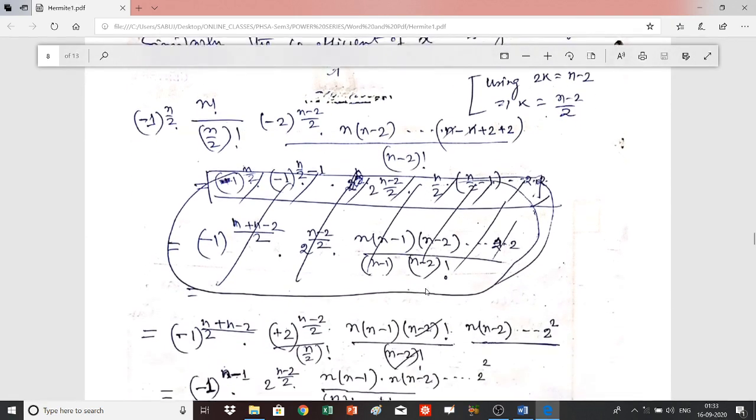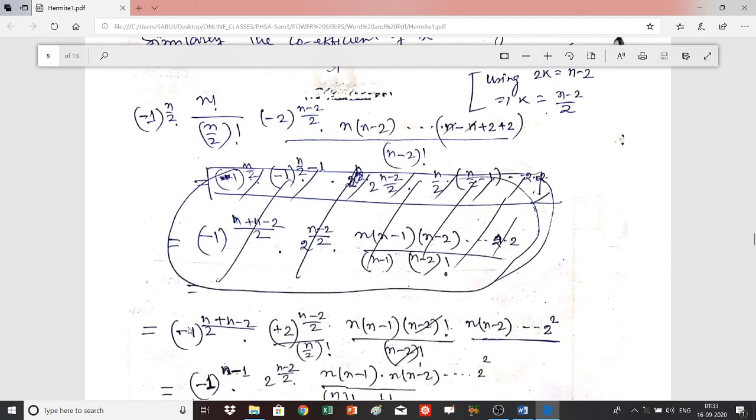So it will give you from here minus 1 to the power n by 2, and from here minus 1 to the power n minus 2 by 2 can be extracted from this term. So that will give you minus 1 to the power n by 2 plus n minus 2 by 2. Okay, and then the left term here is plus 2 to the power n minus 2 by 2.